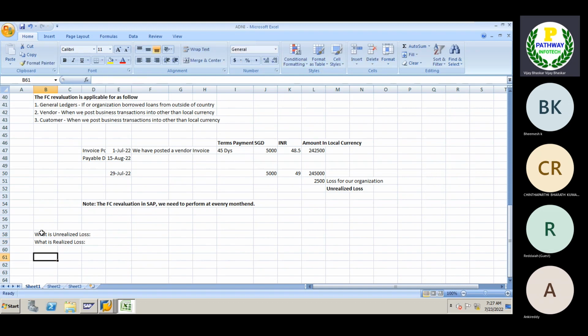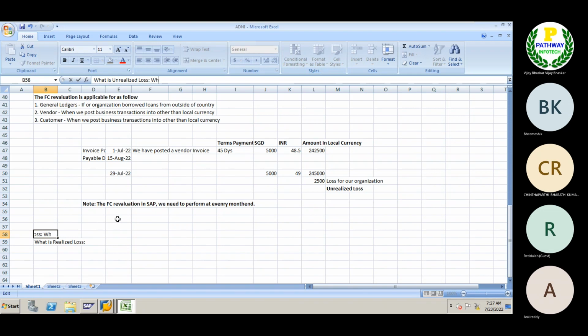Remember this, you need to understand here, you need to be thorough in this one. This is also an interview question, they must ask you, you have to explain it in the interview with this example. Remember, I'll explain what is the unrealized loss.